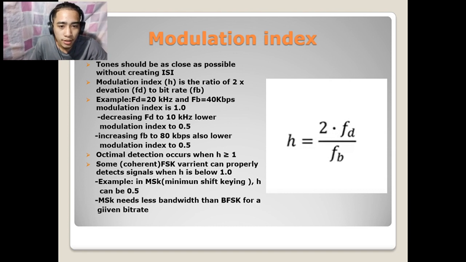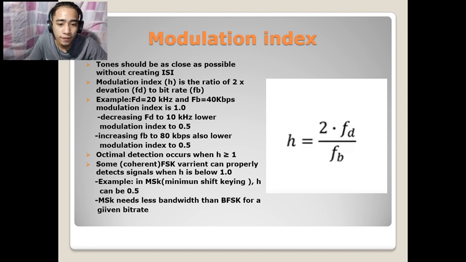Modulation index, denoted H, is the ratio of 2 times deviation FD to bitrate FB. Example: FD equals 20 kHz and FB equals 40 kilobits per second. Modulation index is 1.0. Decreasing FD to 10 kHz lowers modulation index to 0.5. Increasing FB to 80 kilobits per second also lowers modulation index to 0.5. Optimal detection occurs when H is greater than 1.